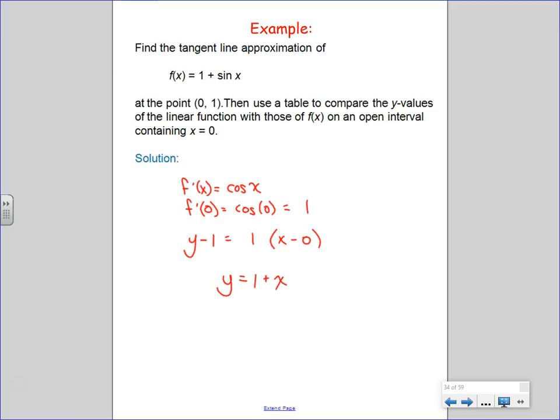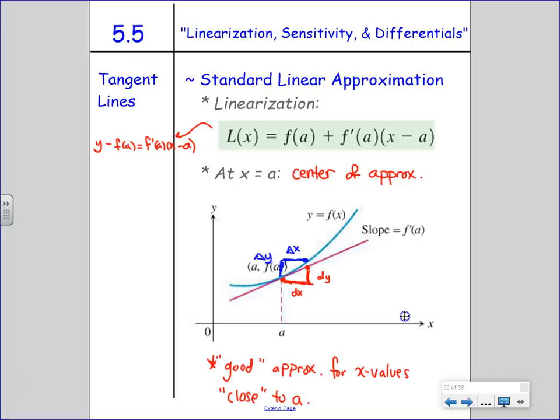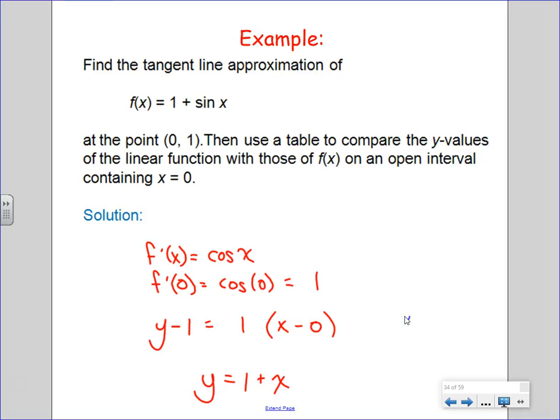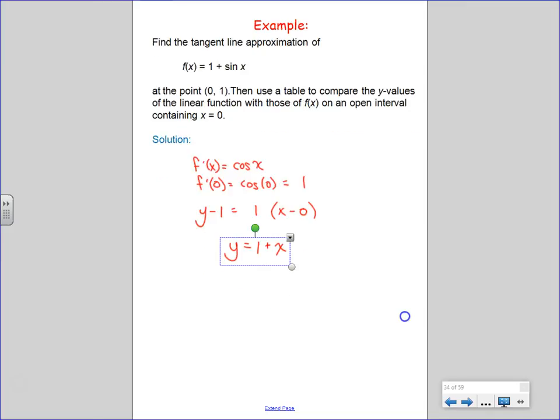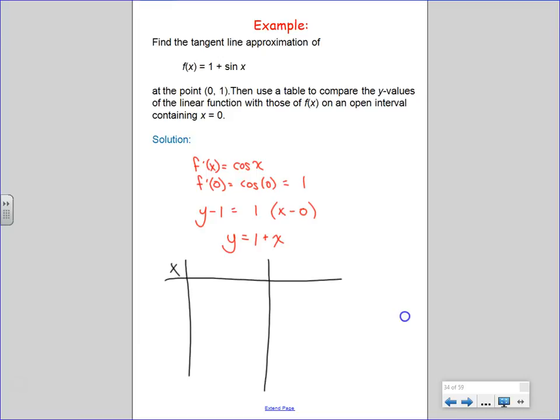Now looking really quickly at the page before. Is this the linearization? Yeah. How do we use the linearization? Do they actually say where to approximate? No. So what are they trying to have us see? If we were to throw the following into a table, as our y1 we would have our linearization, and as our y2 we would have our 1 plus sine of x. And if we were to go around 0, an open interval containing 0 meaning 0 needs to be in the midst, and we have some stuff on either side.